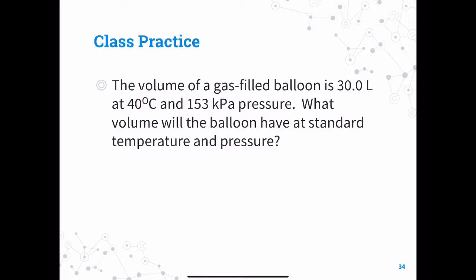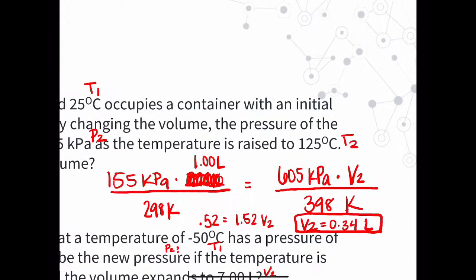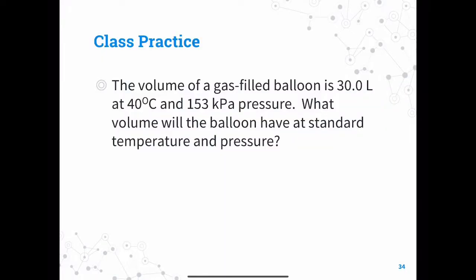Okay, so a gas-filled balloon is 30 liters, so we're going to put that as V1, at 40 degrees Celsius, so that will be T1, and then 153 kPa will be pressure one. What volume, so that's what we're trying to find, so we're going to solve for V2, that's our question mark, will the balloon have at standard temperature and pressure?